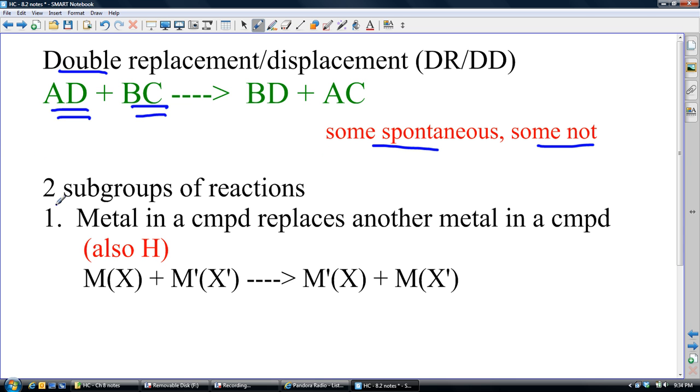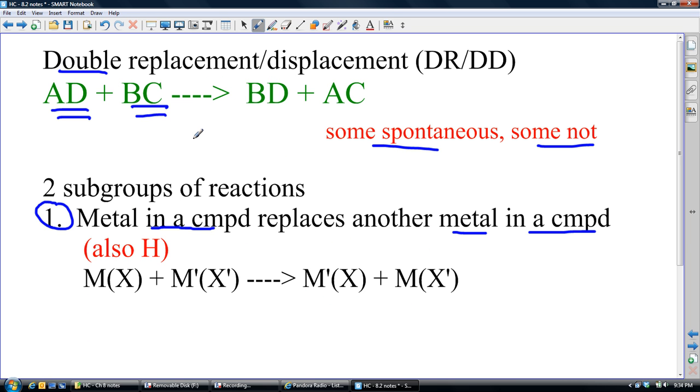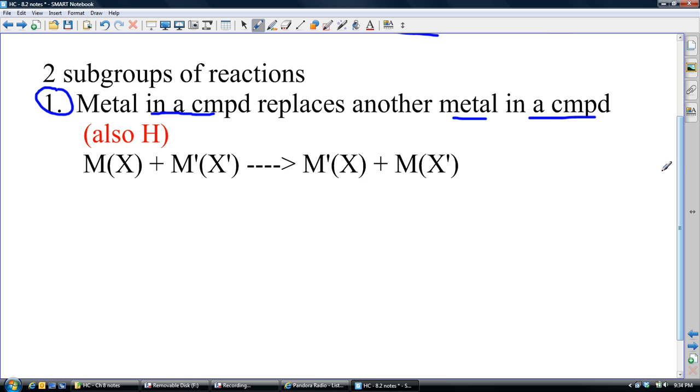2 subgroups. The first one, a metal that's in a compound will replace another metal that's in a compound. So metals are still trading places. The difference is, in double replacement, neither metal is alone. They're both in a compound. In single replacement, one of the 2 metals is alone. Now, we can apply also hydrogen to this, so it doesn't have to be just a metal. It can be hydrogen that is in a compound. So we've got M and X, M prime and X prime.